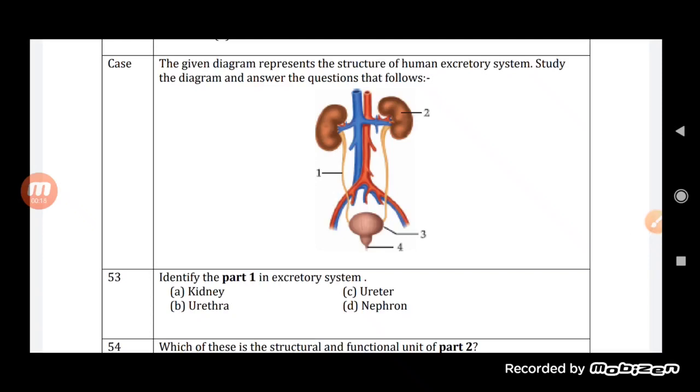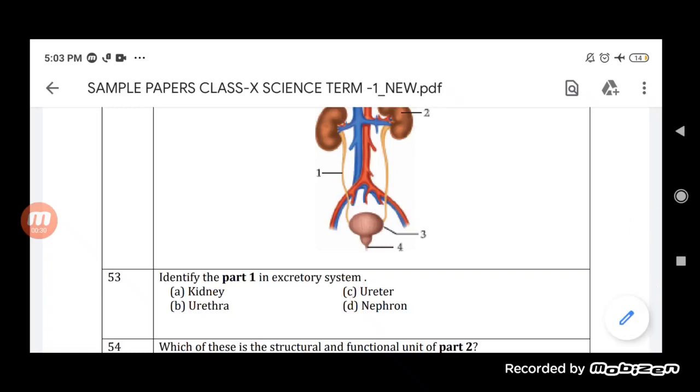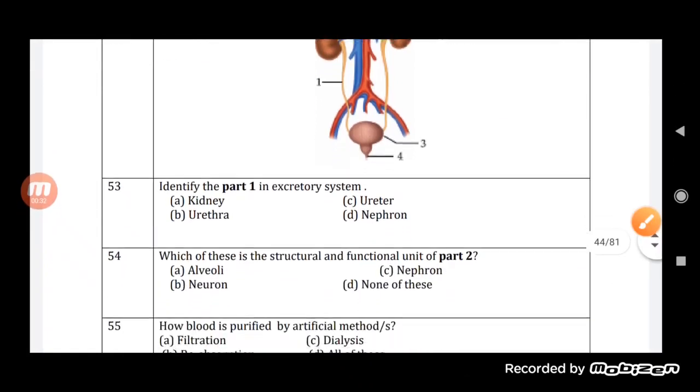Actually, you know that this is the tube which is coming out of the kidney, so we will call it C1. That is the ureter, through which the liquid passes from the kidney tube and is stored in the urinary bladder here. So ureter will be the correct option here.